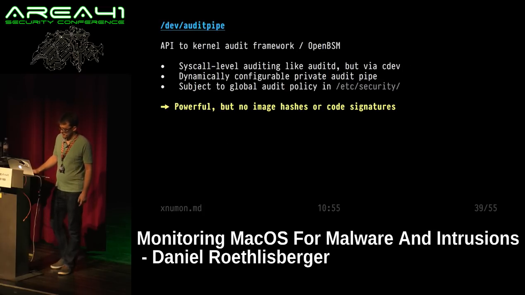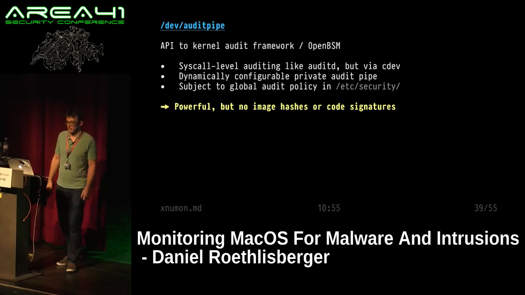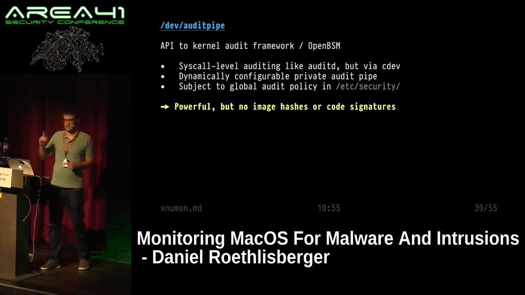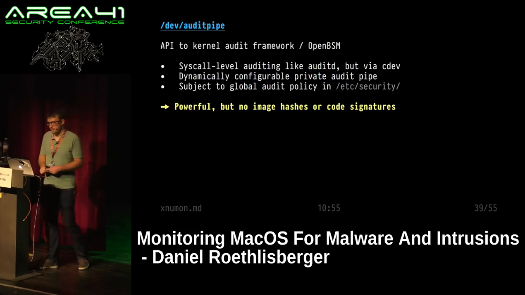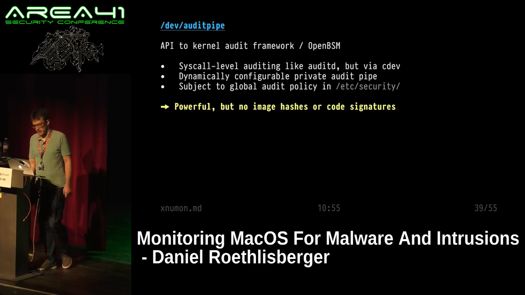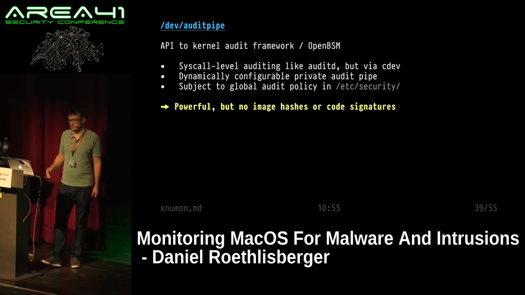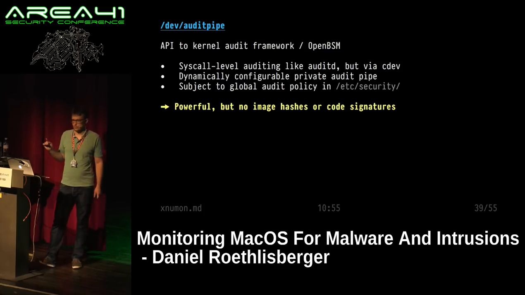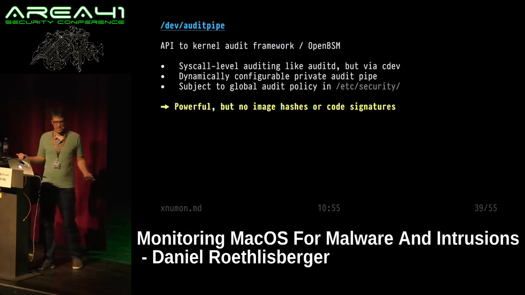Then there's audit pipe. That's kind of the programmable API onto the same kernel facility that audit daemon uses to retrieve its audit records. So I can open that device, I can tell it which events I'm interested in from the kernel, and then I get all these events and can do with them what I want as a process. It's still subject to some aspects of the global auditing policy. That's a bit tricky, but otherwise this is very powerful. The only thing that's missing here is that you can't acquire image hashes or code signature information through this facility.